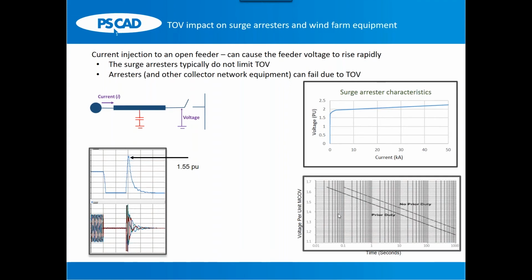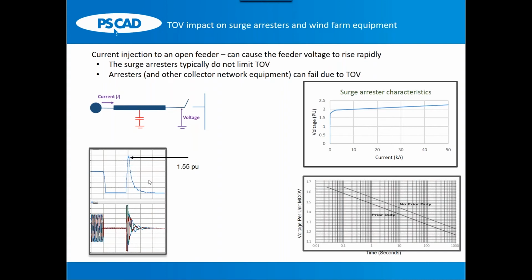So what I have shown here is a typical temporary overvoltage withstand capability of a surge arrestor. Similar characteristic curves are applicable to other equipment like cables, disconnect switches, and whatnot. So what you have to make sure is that the actual TOV, due to opening of the feeder, is within the equipment's capability limit.